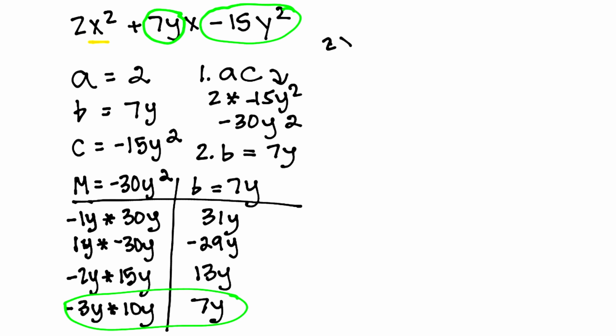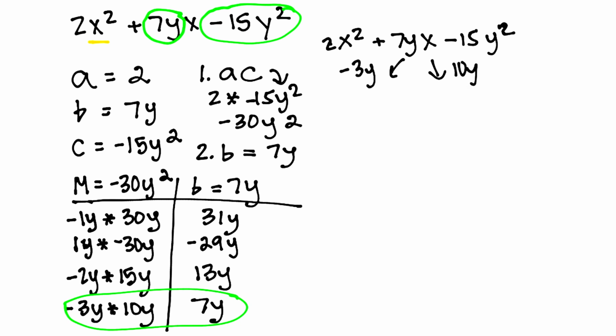So let's take our two magic numbers and go up to the original quadratic. And let's rewrite the middle term in terms of the two magic numbers. So we'll write this as 2x squared minus 3y, and then we don't want to forget our x, plus 10y x minus 15y squared.